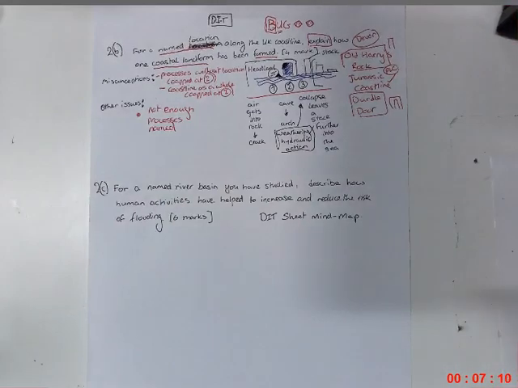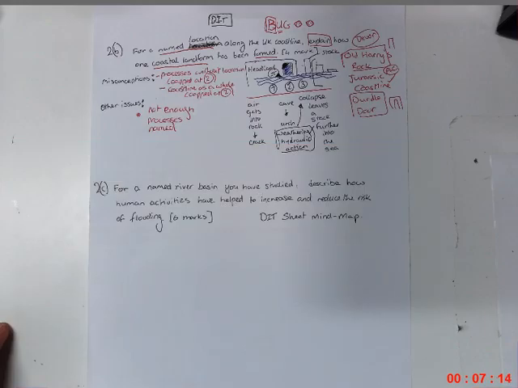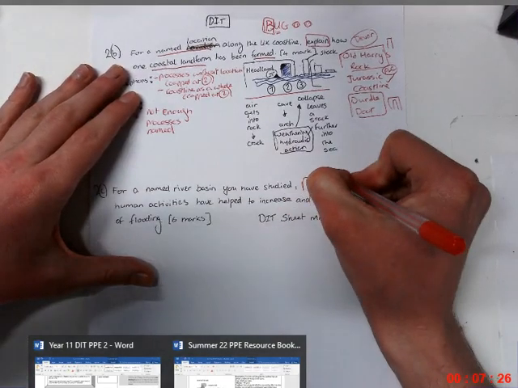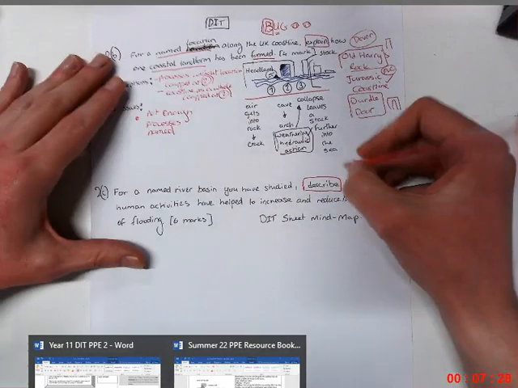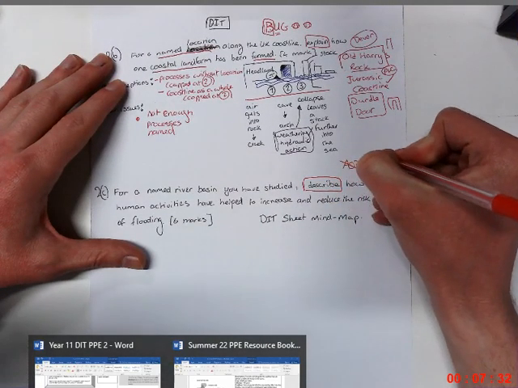Now, I'm going to address this next question. Sorry, wrong PowerPoint there, but I'm going to address the next question, and it's 2C. For a named river basin you have studied, describe how human activities have helped to increase and reduce the risk of flooding. I'm going to bug the question again. You're describing, you are not evaluating. No AO3 skills, no evaluation.